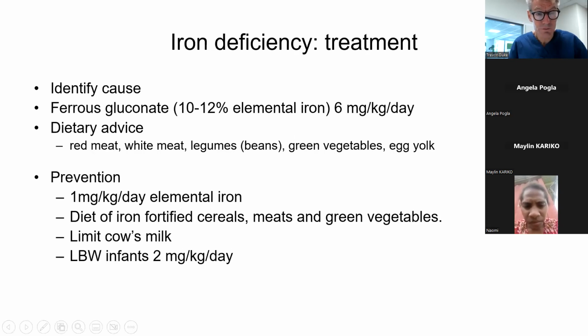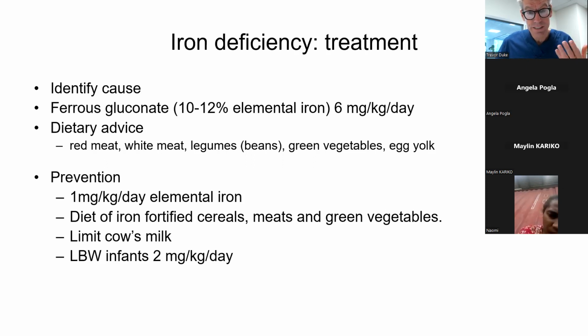So there's lots of different causes of iron deficiency. We're not talking about at the moment the other causes of anemia, but we're just talking about all the different causes of iron deficiency. So it's important on the history and on the examination to try to identify the cause and then replace the iron. The treatment of iron deficiency is quite simple. You identify the cause if you can, you replace the iron, and you give dietary advice.